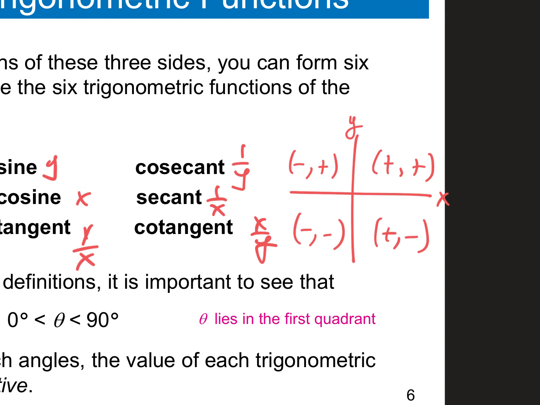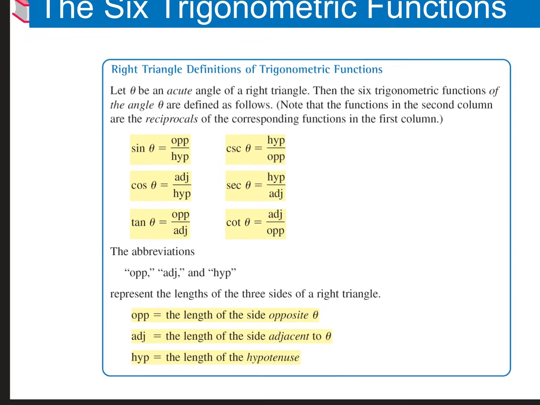We're going to have to visualize things. They're going to give you the sign of something in the third quadrant. So you need to know, oh, okay, then this value is going to be negative, this one's positive, and so forth. Here's our 6 trig functions.